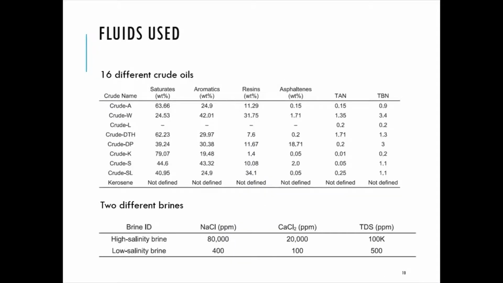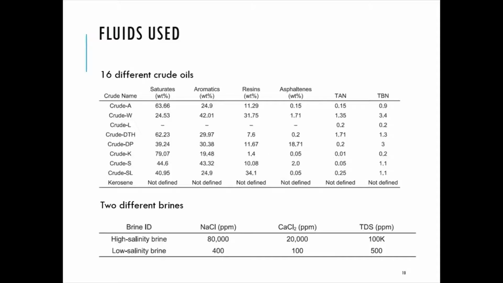So for the fluids we use in this set of experiments, we use 16 different crude oils, and this is a list of the original crude oils that we have used. And in order to make more crude oils, we have blended crude oils, and we have also pre-contacted crude oil with low salinity water and removed the micro-dispersions, and we call it treated crude oil. And also we use the original, unadulterated crude oils.